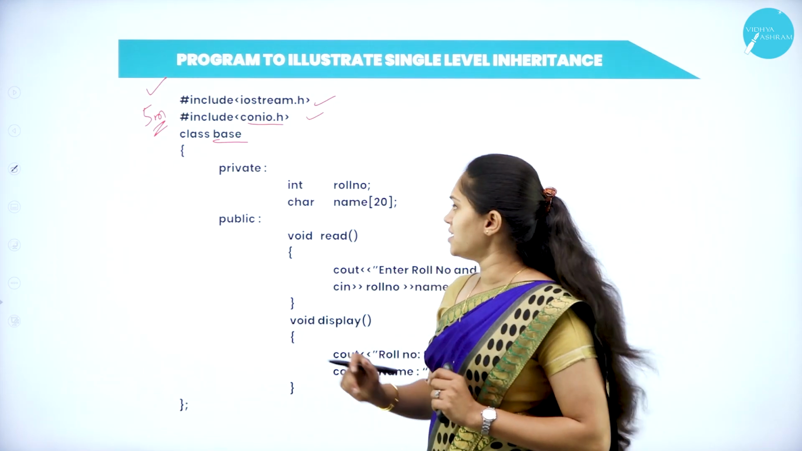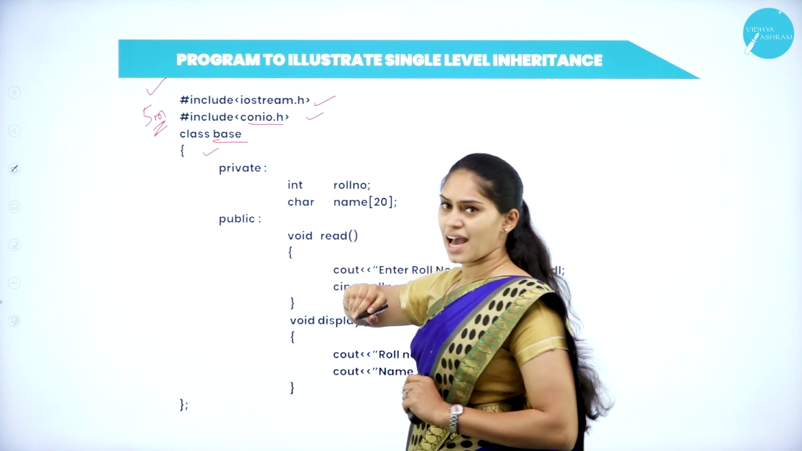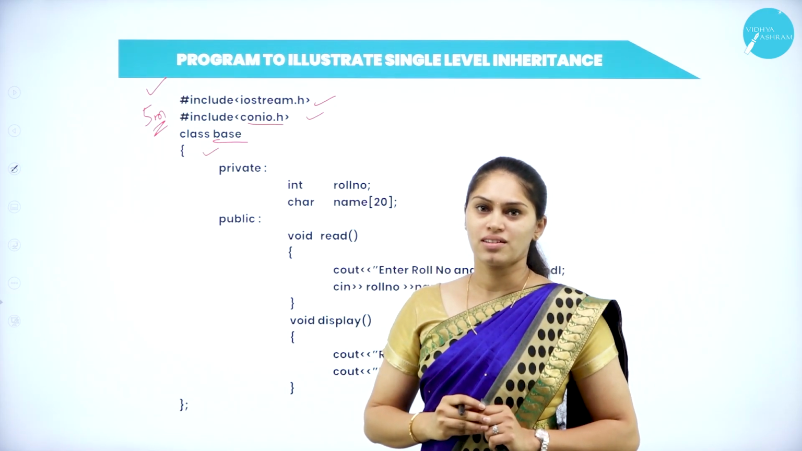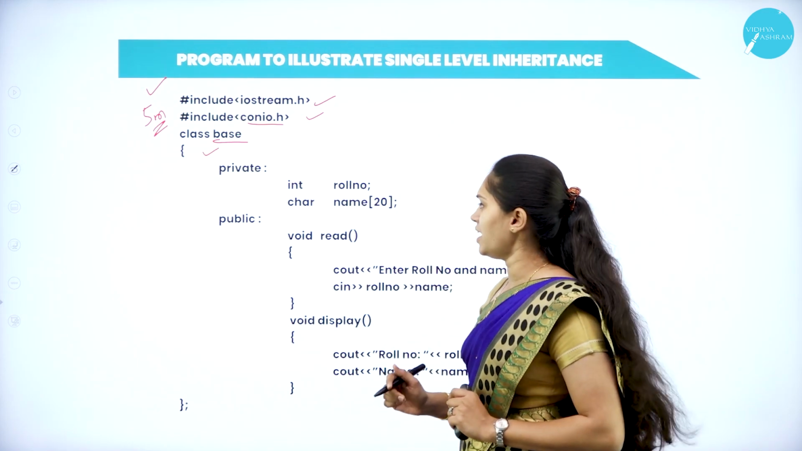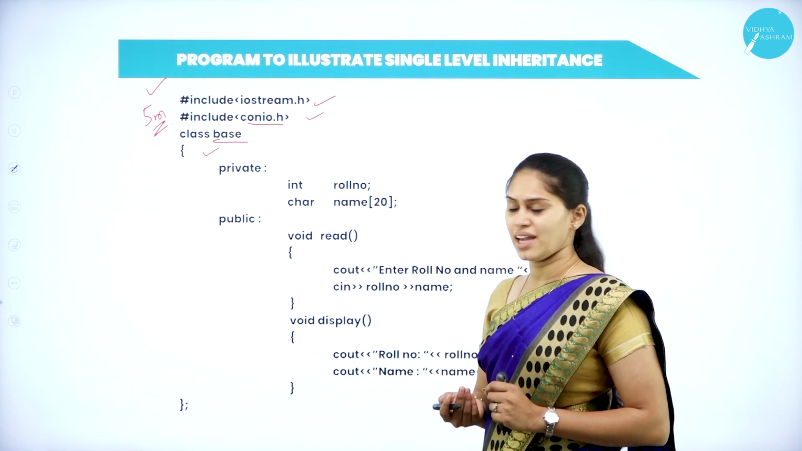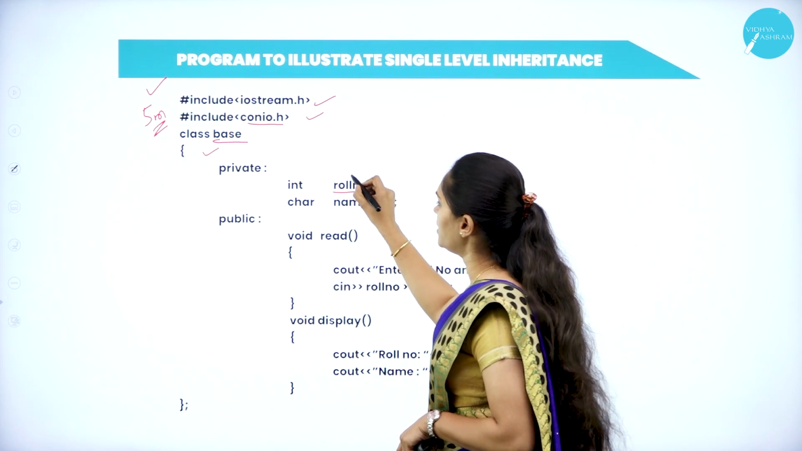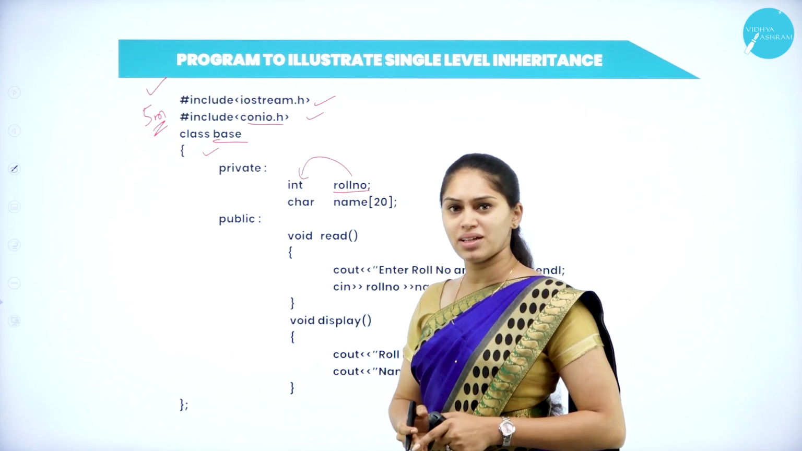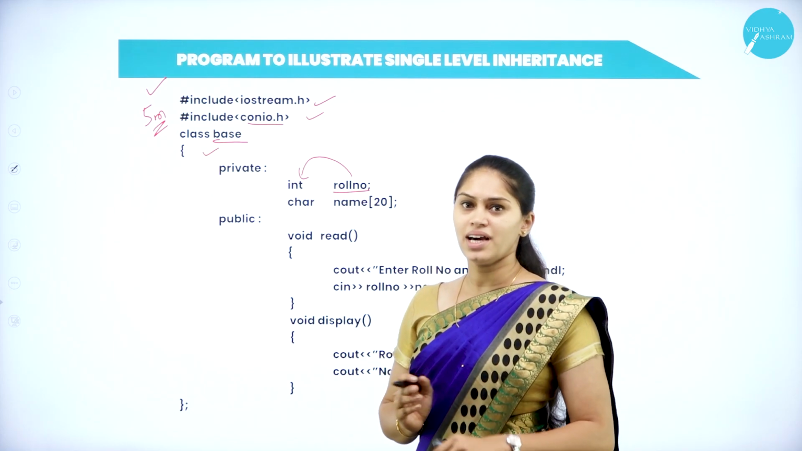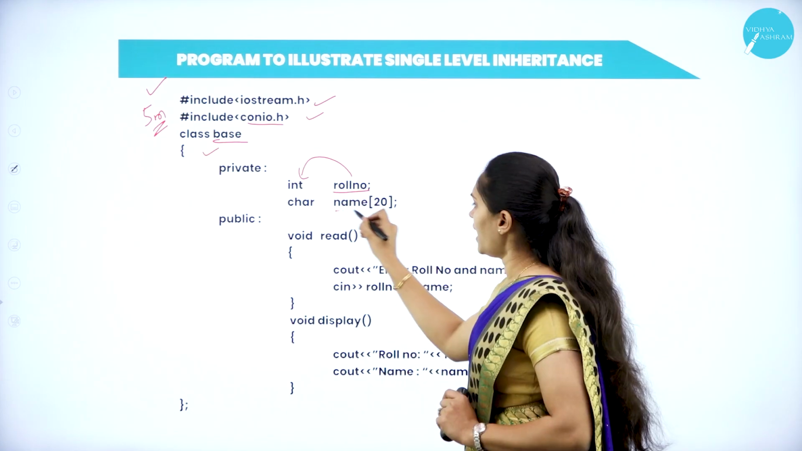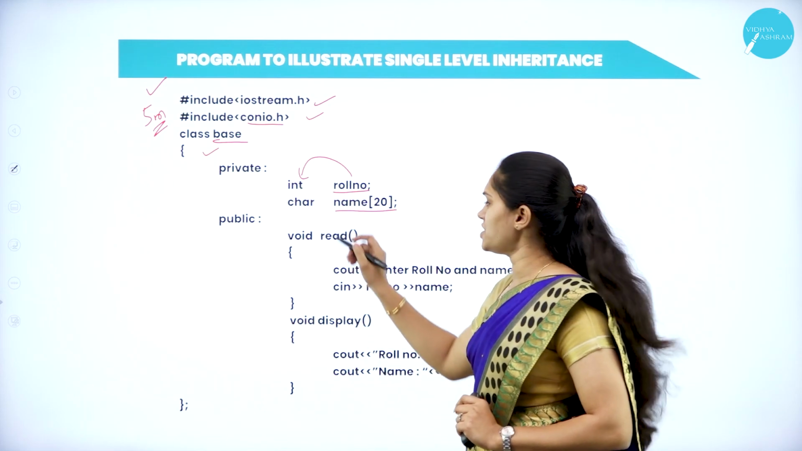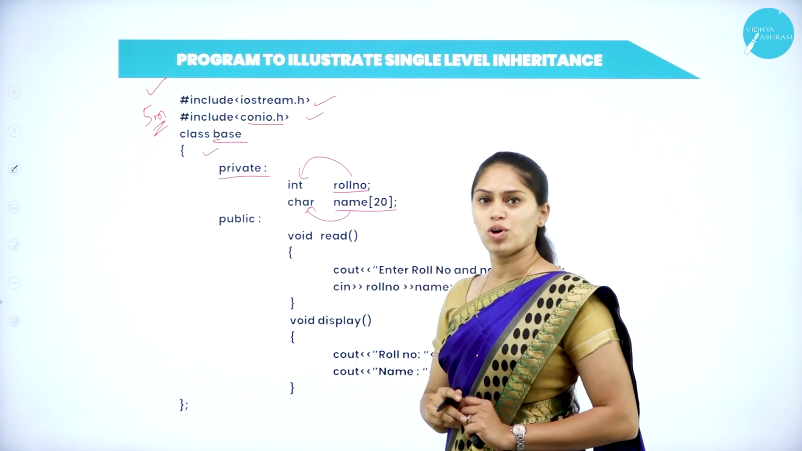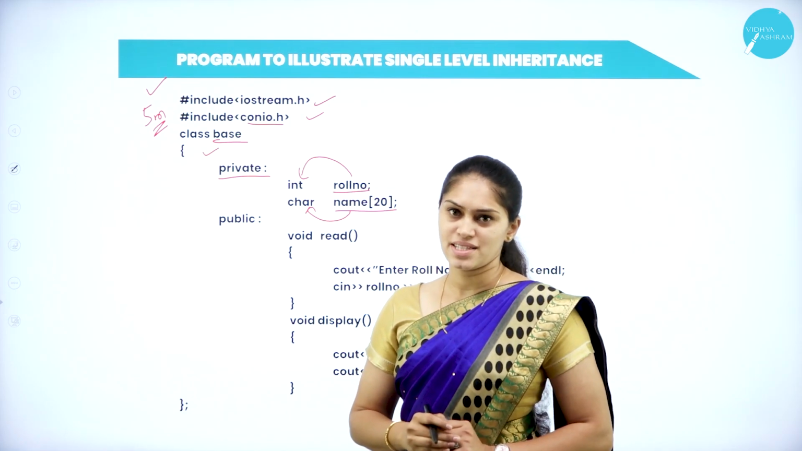This indicates the opening of a class, and I have several data members as well as member functions. What are the data members that I am taking? The first data member is roll number, of the data type int, and I have a name variable which is of the data type character, and they come under the scope of the private access specifier.